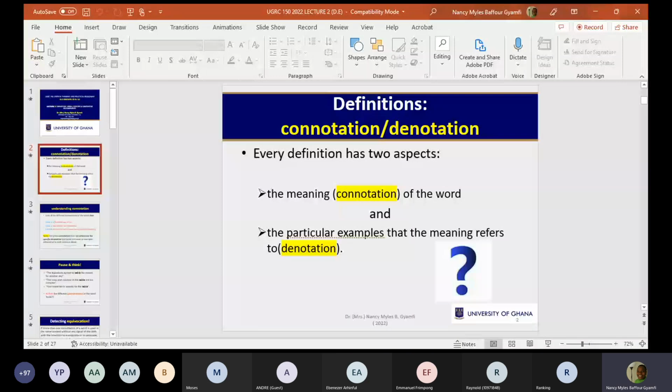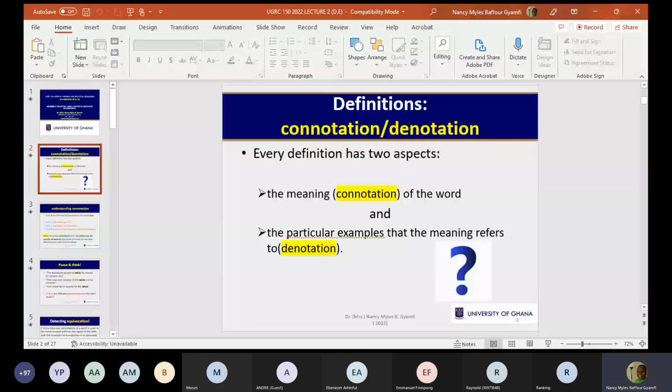When you have a definition, it may be connoting and denoting. Every definition, not may, it is actually connoting something. Based on the connotation, it denotes something. The connotation is just the meaning. Every definition has a meaning.